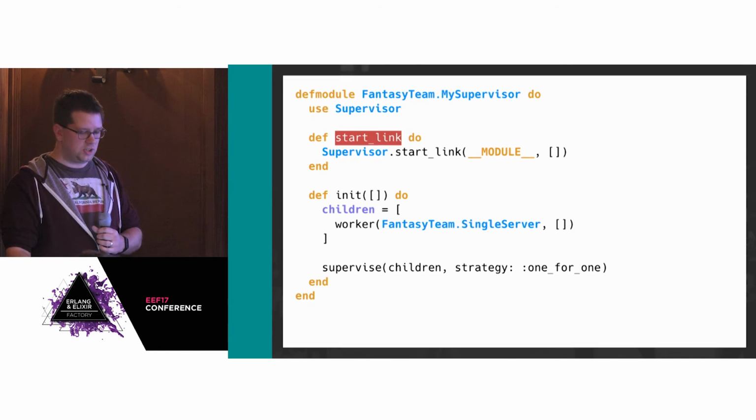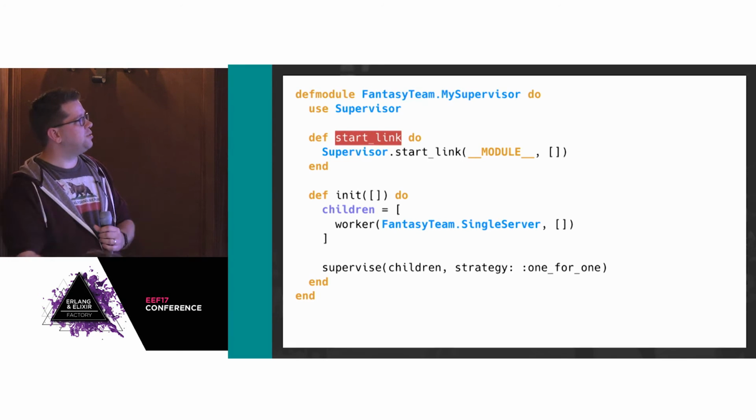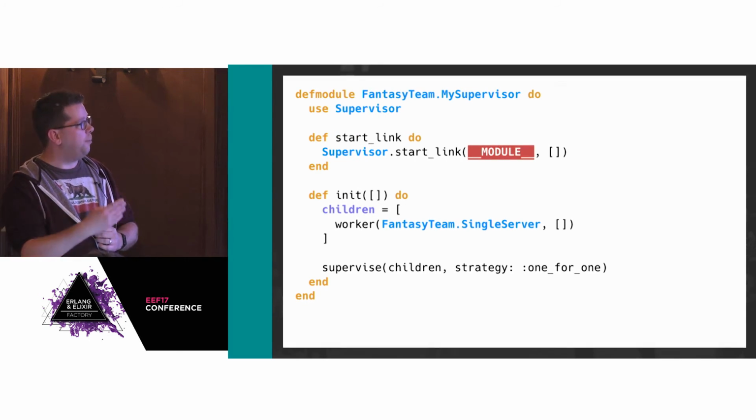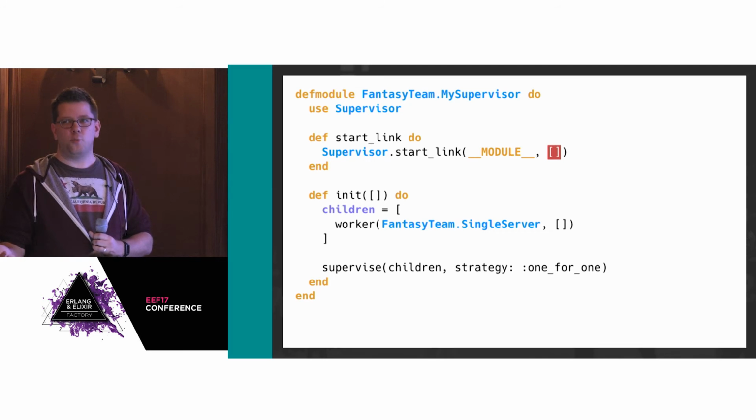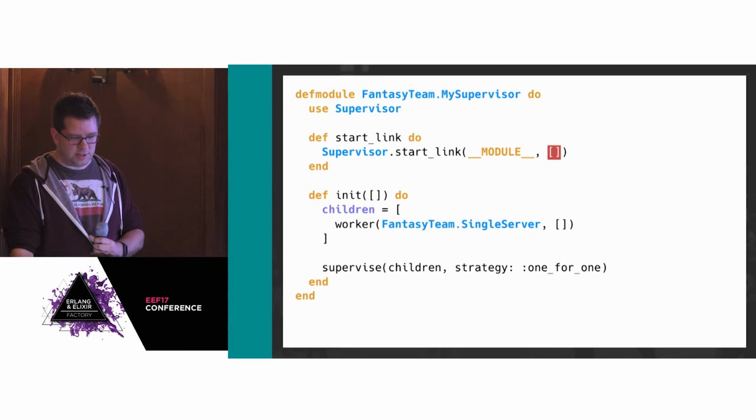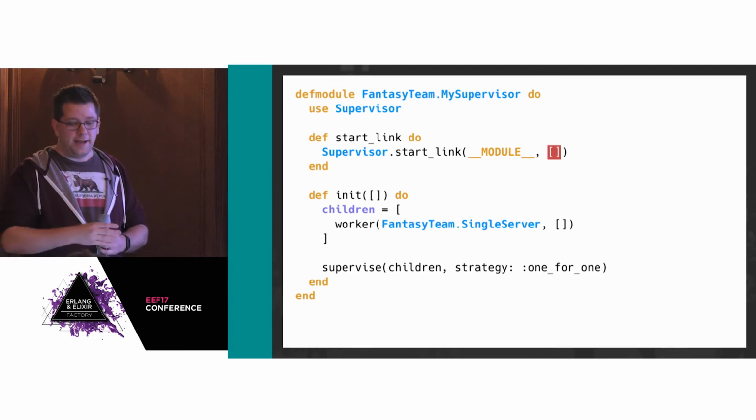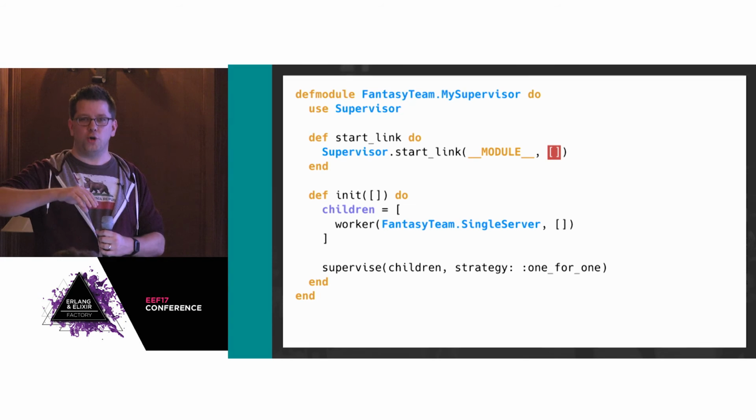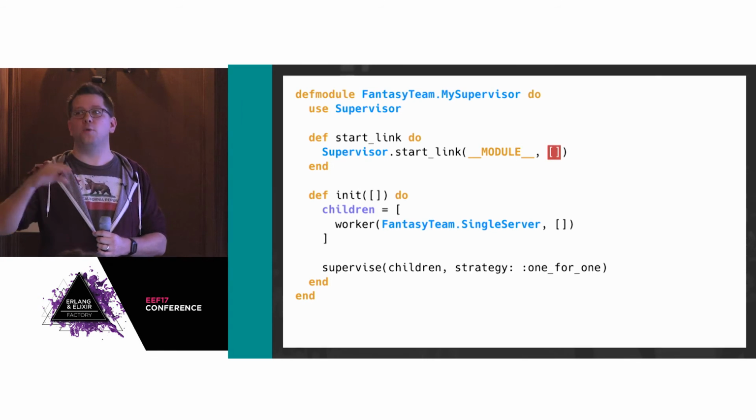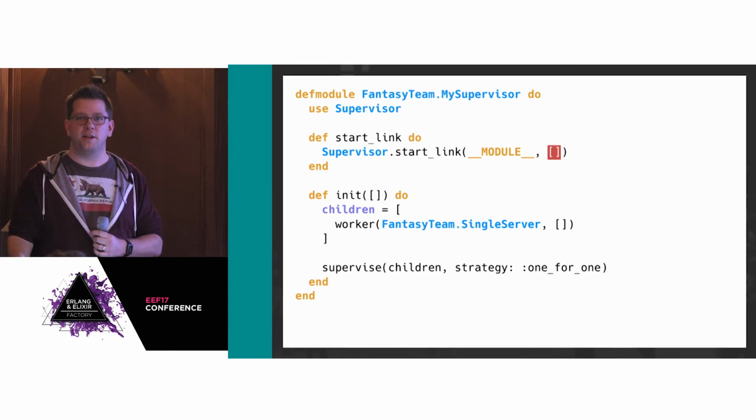And then we're going to start up our supervisor with start_link, and then that'll do Supervisor.start_link, and we give it the module name that we're in, so FantasyTeam.MySupervisor, which is at the top there. And then we have the options, and we're not going to use any options here, so it's just an empty list. And so that supervisor process is going to start up, and because it's using Supervisor similar to GenServer, it's going to look back at our code at this module that we gave it and say, okay, where's your init function?